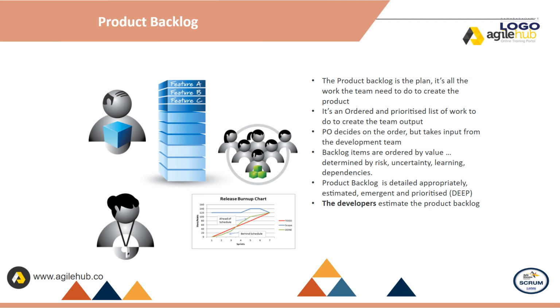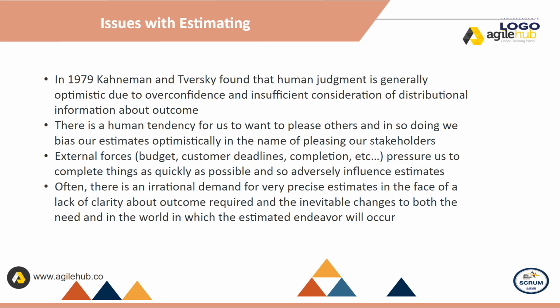The product backlog is detailed appropriately, estimated, emergent, and prioritized. The developers estimate the product backlog. Issues with estimating. In 1979, Kahneman and Tversky found that human judgment is generally optimistic due to overconfidence and insufficient consideration of distributional information about outcome.